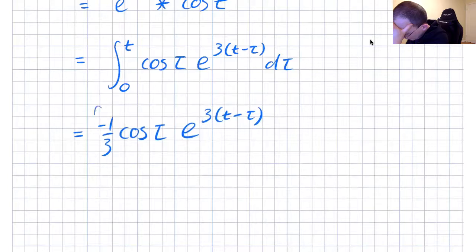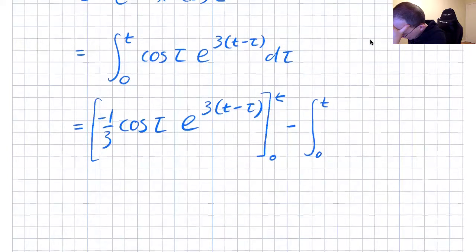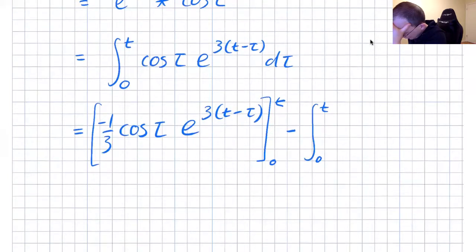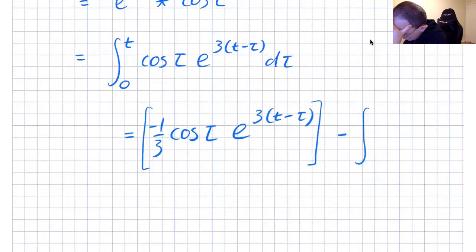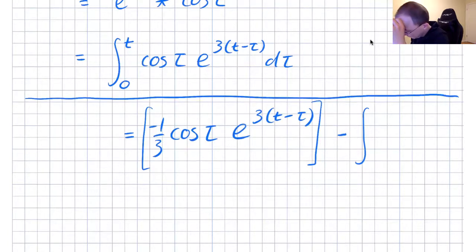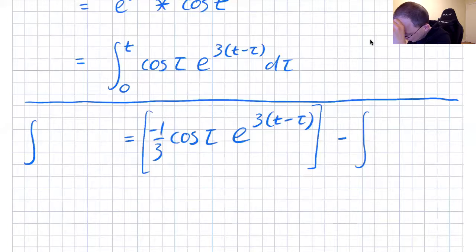And then this will be evaluated between 0 and t. And we'll do minus integral from 0 to t. Oh, you know what? I should just do this whole thing without those limits. That'll be a lot easier. So let's do the following. I'm just going to separate this out. We'll figure out what this antiderivative is first, just on its own. What is the antiderivative of this?